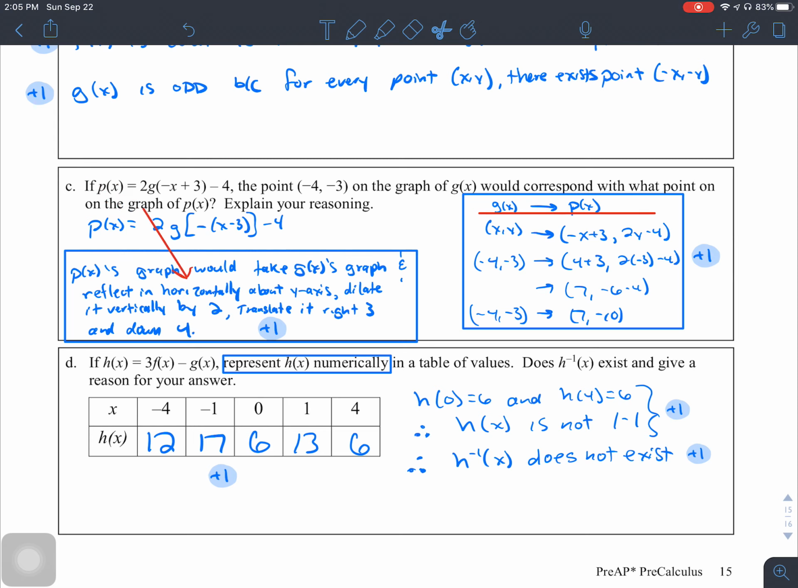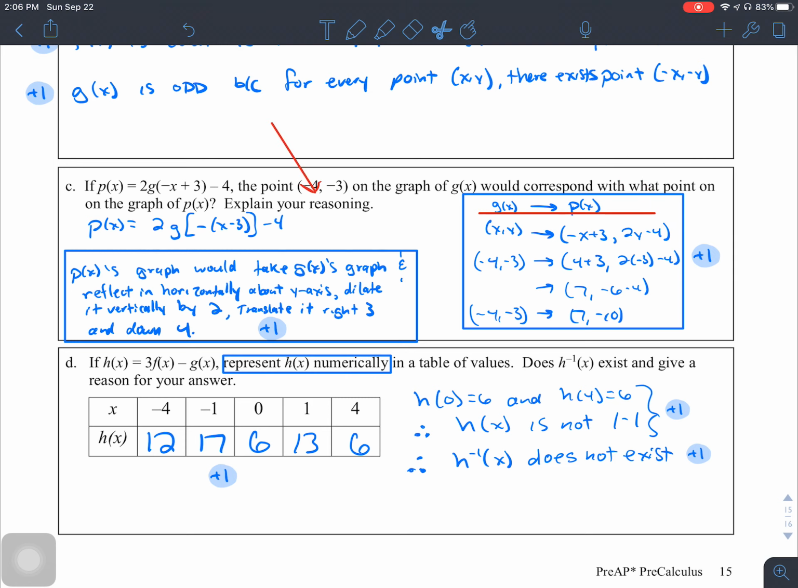So what happens if you do all this stuff to this? I would first write out what the rule is. x, y for g is going to translate for p of x to being -x plus 3. And why is that the case? We are multiplying by a negative on the inside, and then we are going to be doing a plus 3 because it translates to the right 3. And then as far as the y values are concerned, we are doubling the y values and subtracting 4. So it's 2y minus 4.